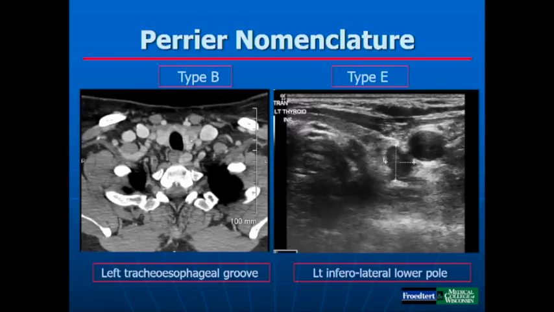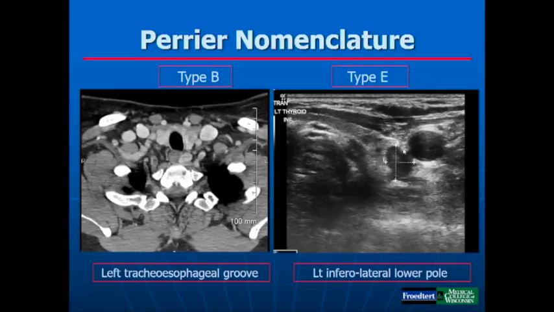This is the type B behind the thyroid. This is posterior to the mid portion of the thyroid. And usually this gland is in the tracheoesophageal groove. This is the esophagus, the trachea, mid portion of the thyroid gland. This is the gland type E.